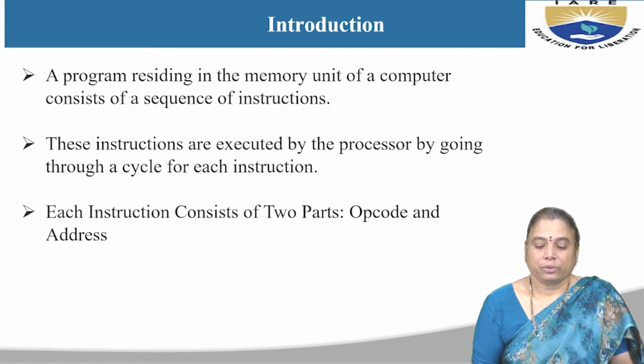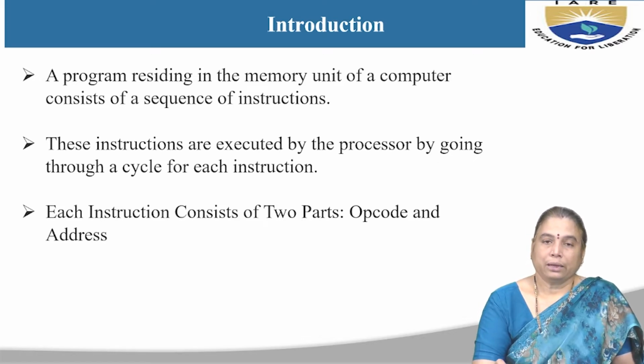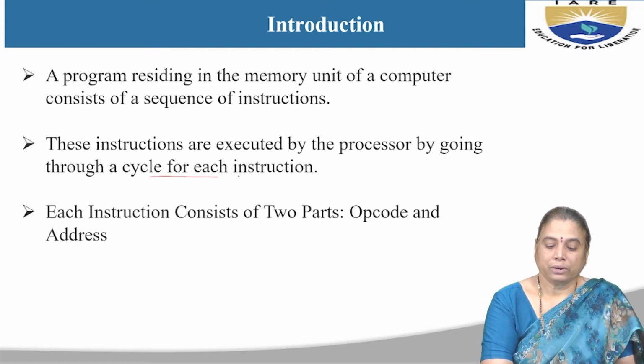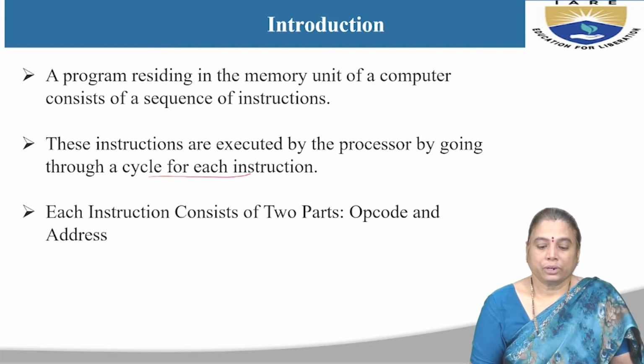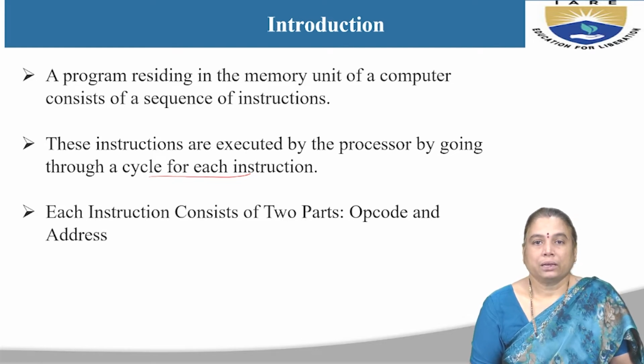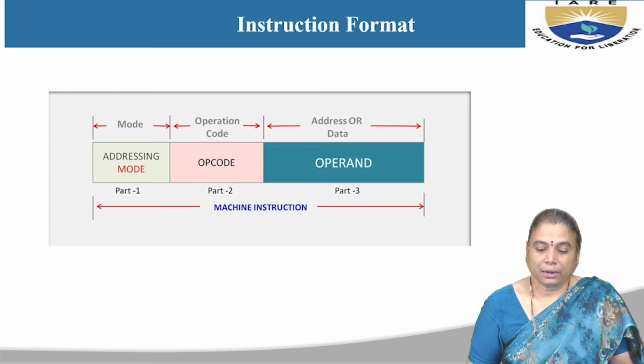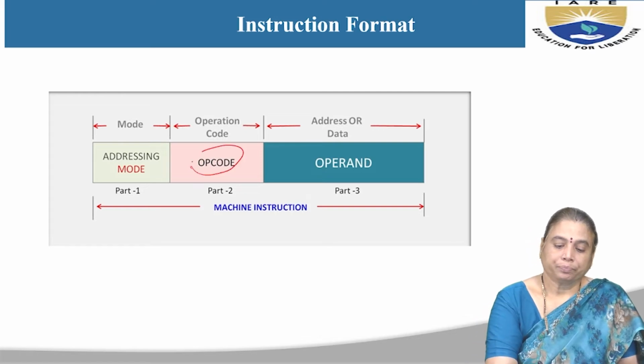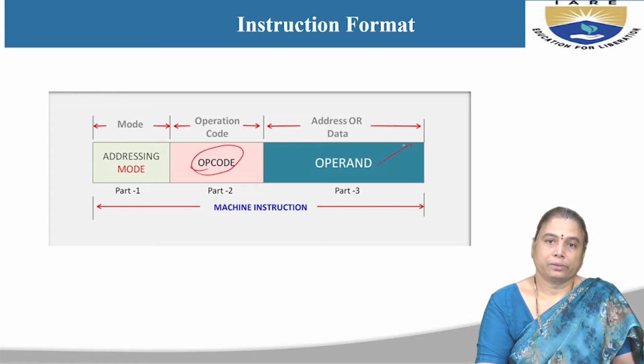While executing these instructions, the processor uses a cycle for each instruction. Each instruction consists of two parts, opcode and address. The opcode specifies what micro operation is to be performed, and the address specifies on which data these operations are to be implemented. So the instruction format consists of the opcode part and the operand or address part.